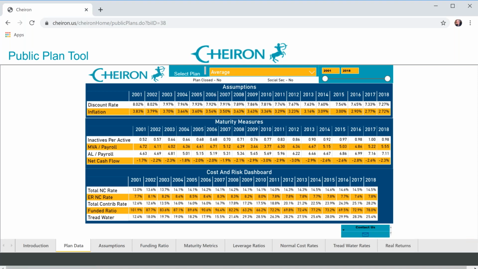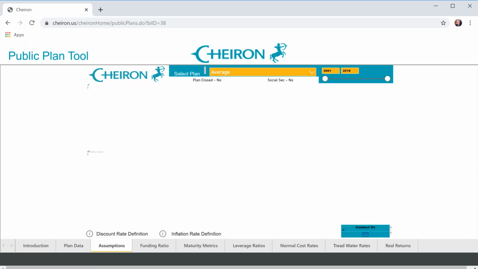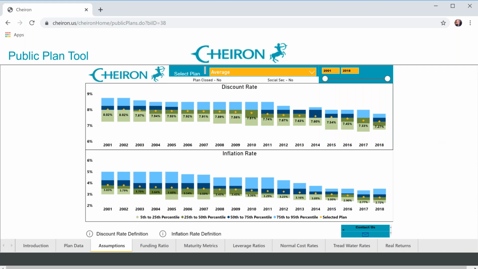So now I'll begin going through the metrics, and the first one is the assumptions. What we're looking at are the assumptions for the 190 plans. The light blue band represents the 75th to 95th percentile. The light green band at the bottom represents the 5th to the 25th percentile. Then the olive green band represents the 25th to the 50th. And the dark blue represents the 50th to the 75th. And the gold is the selected plan, in this case the average plan.